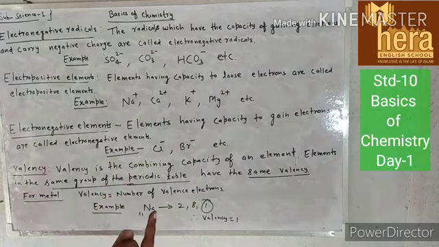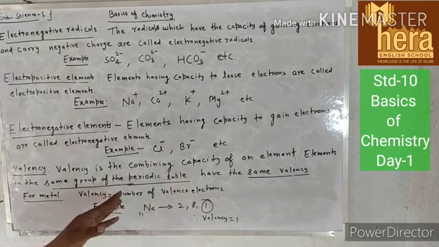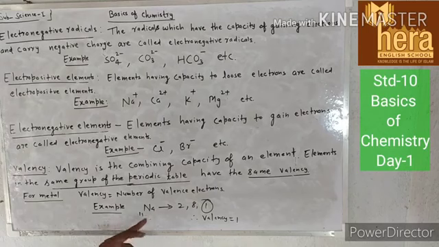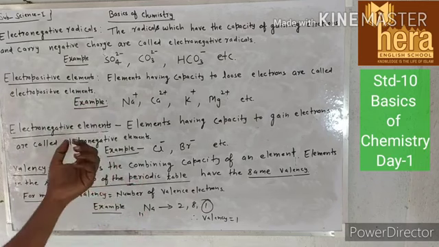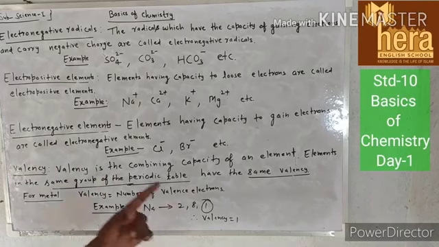If I talk about group number 1, they have valency 1. Sodium is an element of group number 1. Potassium is also an element of group number 1. Hydrogen is also in group number 1. So sodium, potassium, hydrogen, they all have valency 1. Okay?